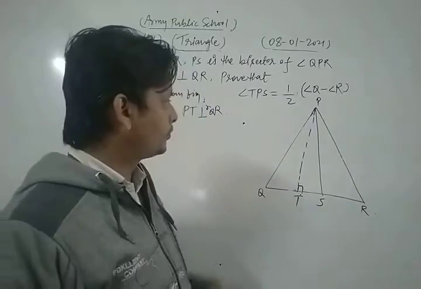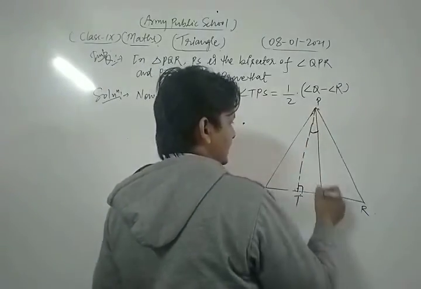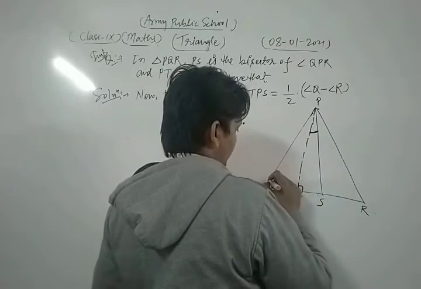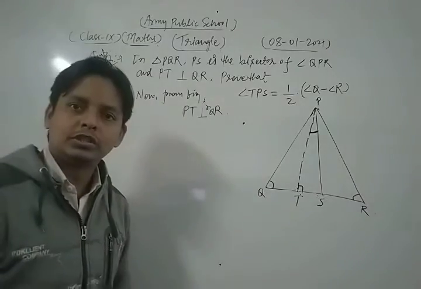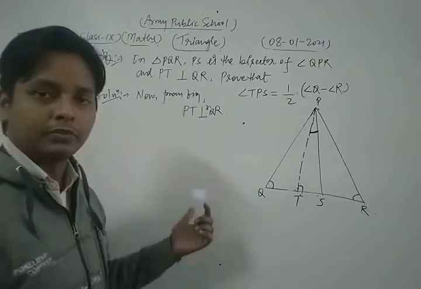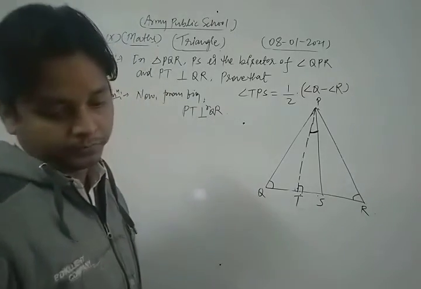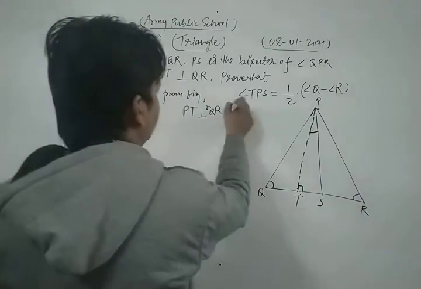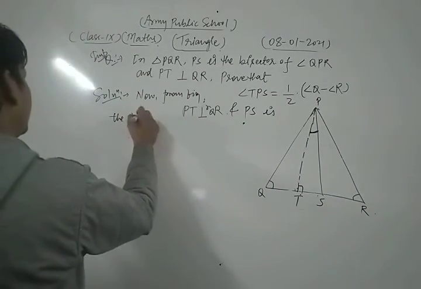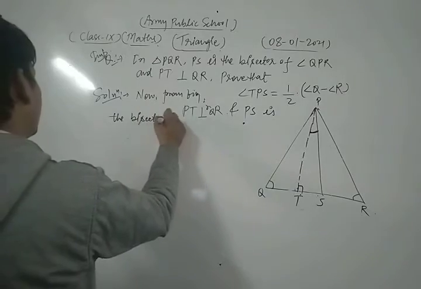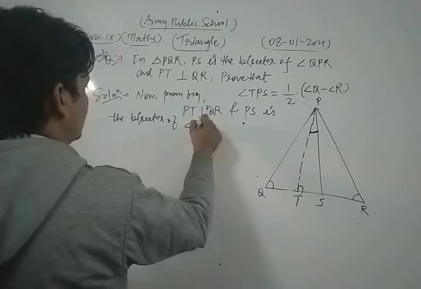It means that we have to show that angle TPS is equal to 1 by 2 of (angle Q minus angle R). Okay, so this is your theorem. This is your result which we proved here. Now let's see. And PS is the bisector of angle QPR.